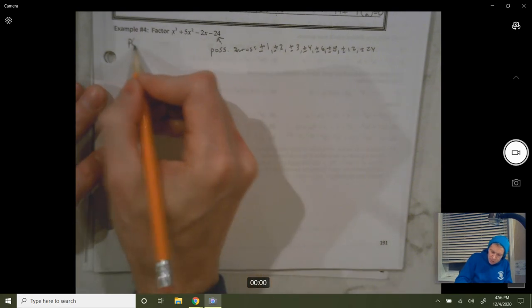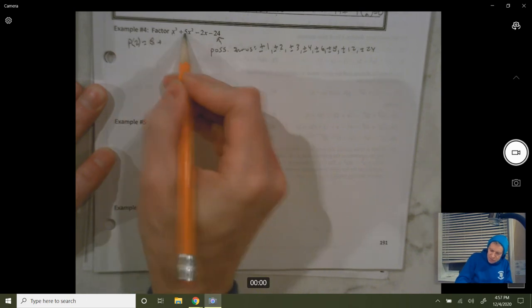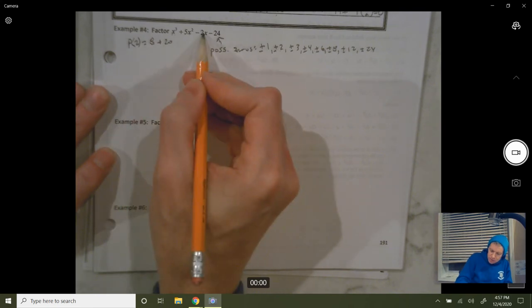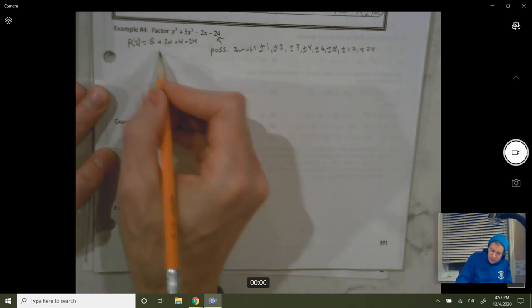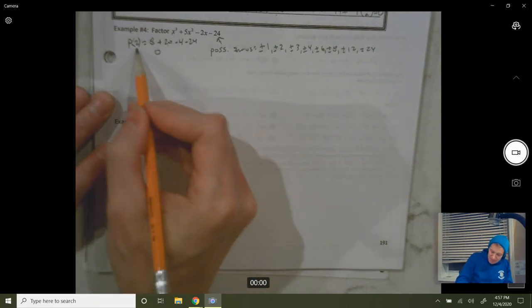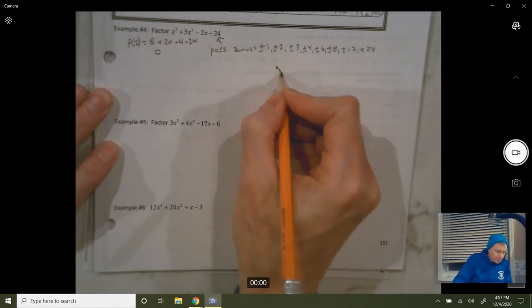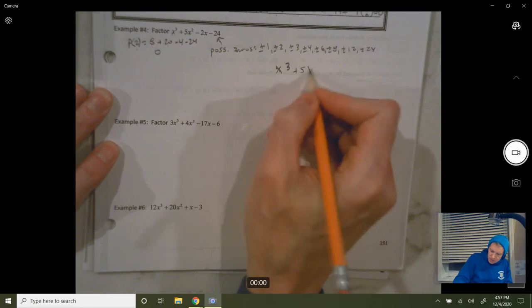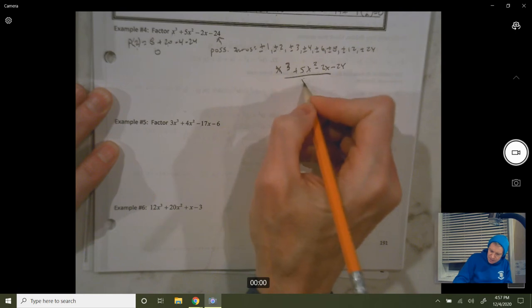So P of 2. You plug in 2, you get 2 cubed, which is 8, plus 5 times 2 squared, that's 5 times 4, so plus 20, minus 2 times 2, minus 4, and then minus 24. That gives you 28 minus 28. That gives you 0. So that means x minus 2 is going to be a factor. So I'm going to take x squared. Oh, sorry, that's an x cubed. x cubed plus 5x squared minus 2x minus 24. I'm going to divide by x minus 2.